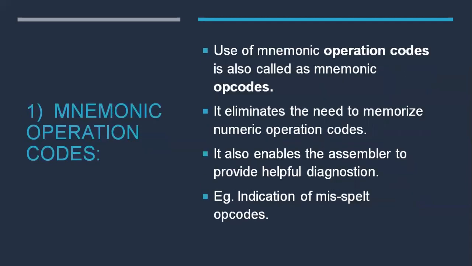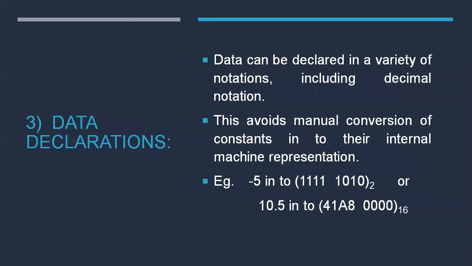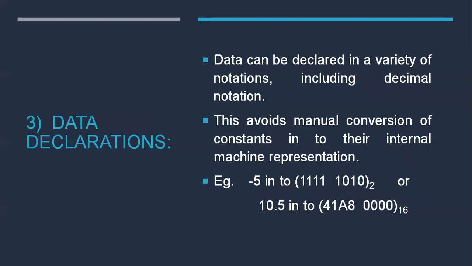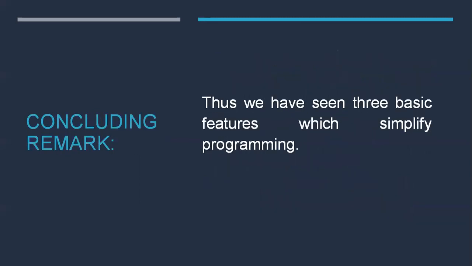So just recall in 1 minute: mnemonic operation codes instead of numeric operation codes, symbolic operands instead of keeping in mind addresses of symbols, and last, data declarations. That means no need of conversion of any numbers of any numeric type to another numeric type. So concluding remark of this lecture, thus we have seen three basic features which simplify programming.